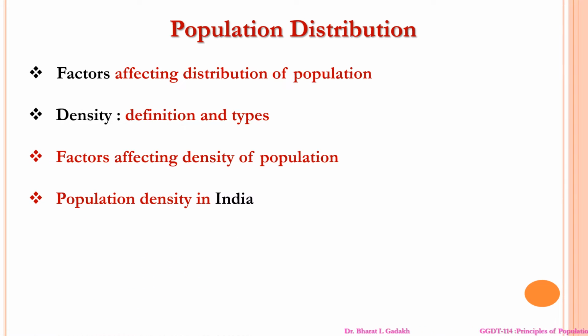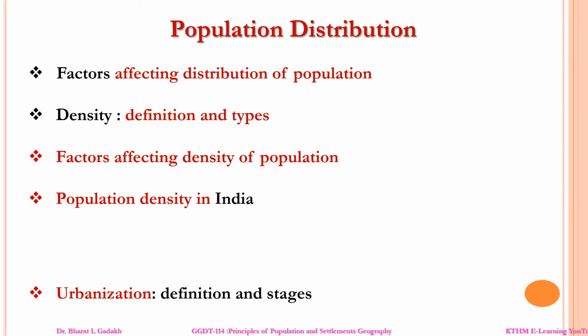Next is population density in India. For example, how much is the density in Jammu and Kashmir? How much in Kerala? How much in Bihar? How much in Sikkim? How much in Meghalaya? How much in Lakshadweep? These are some interpretations of the Indian density: why the density is low here, why high here, why moderate. This is basically the classification of population density in India.